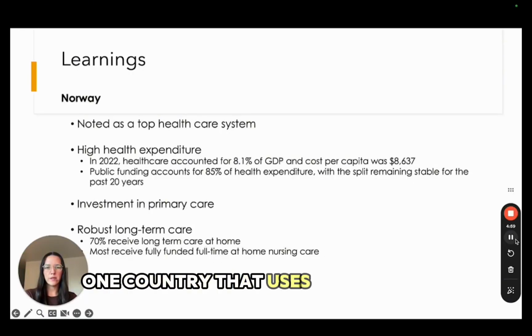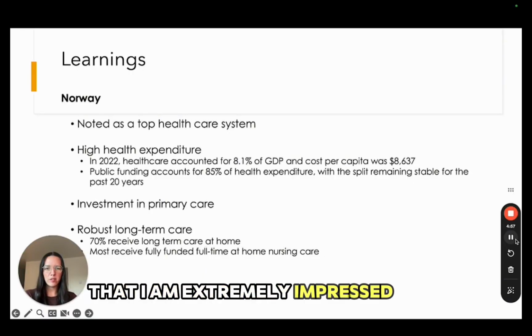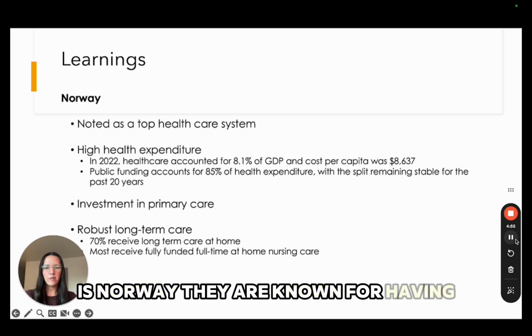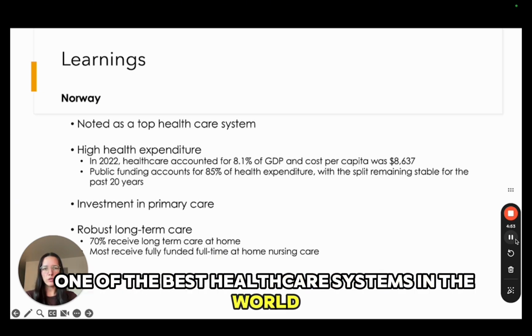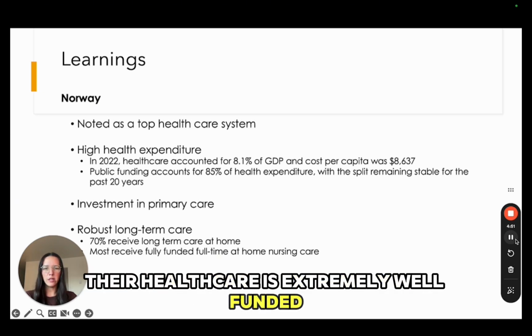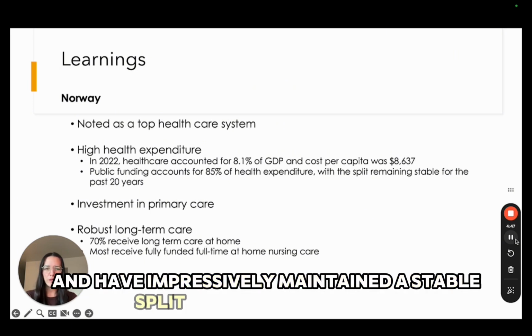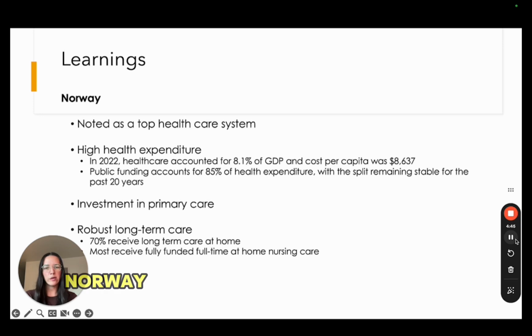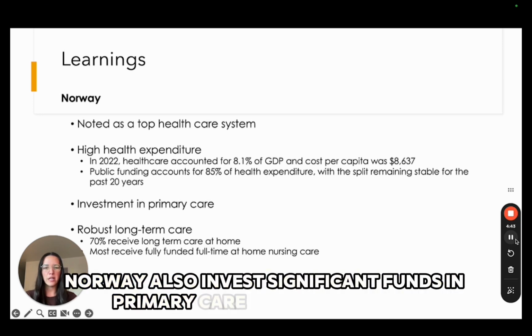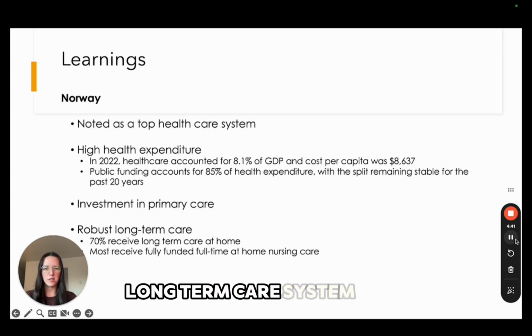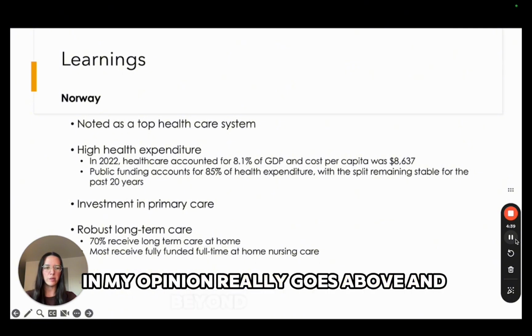One country that uses the Beveridge model that I am extremely impressed with is Norway. They are known for having one of the best healthcare systems in the world. Their healthcare is extremely well funded. They have a mix of private and public funding and have impressively maintained a stable split for the past 20 years. Norway also invests significant funds in primary care and has a robust long-term care system that, in my opinion, really goes above and beyond.